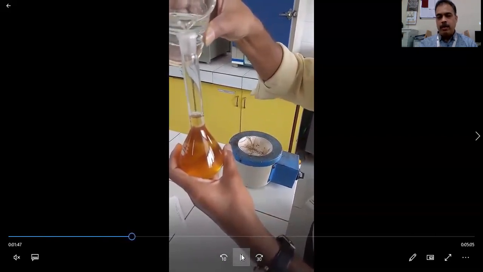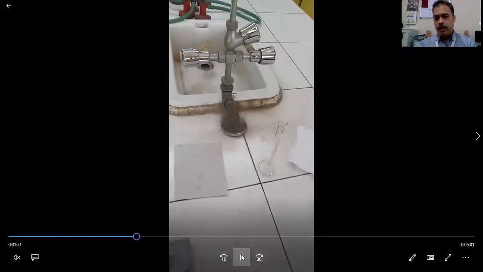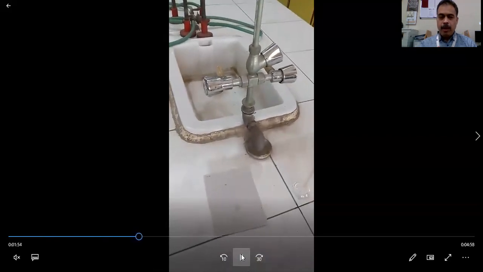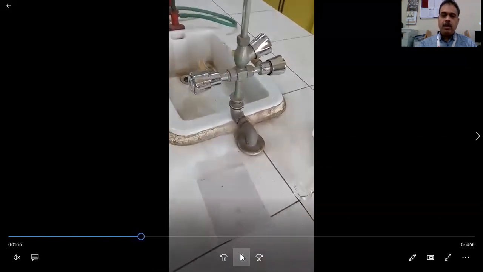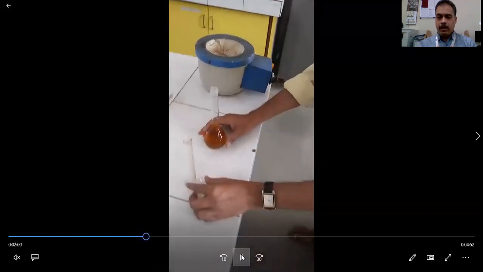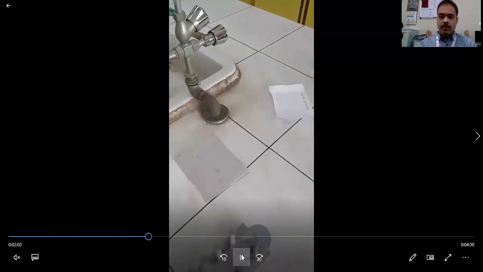So now we have taken 10 test tubes, and we have numbered them 1, 2, 3, 4, 5, 6, 7, 8, 9, 10. And we will be adding the filtrate in each test tube. So we'll take a measuring cylinder. The measuring cylinder is of 10 ml.